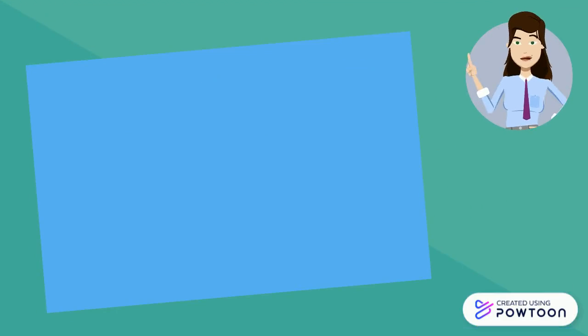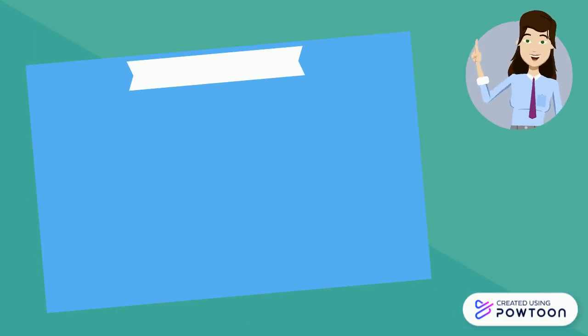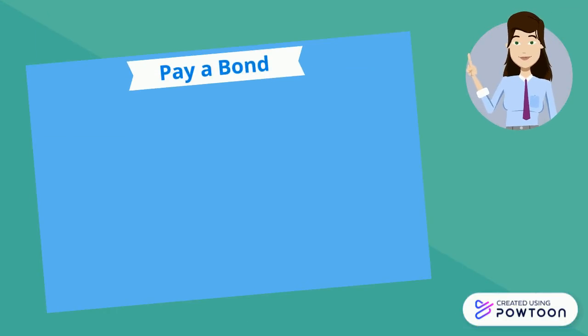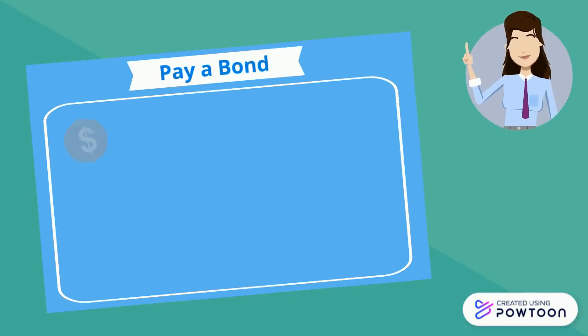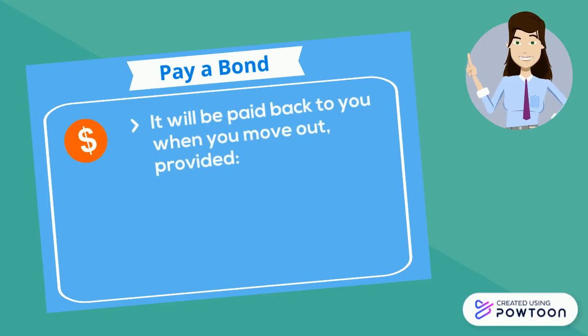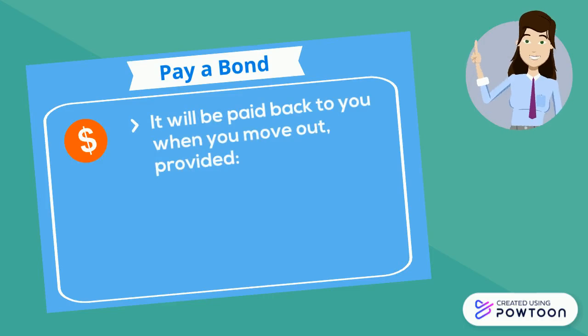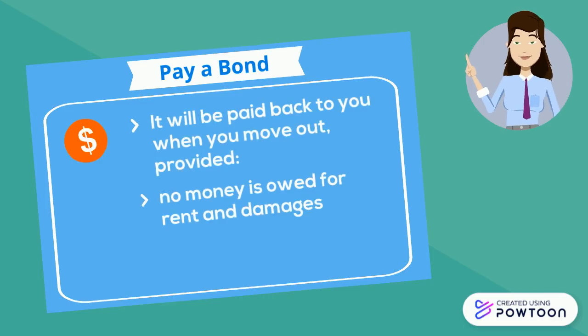At the start of the tenancy, you will usually need to pay a rental bond. The bond is to provide financial security for the landlord. It will be paid back to you when you vacate at the end of the tenancy, provided the property is left in a clean condition and no money is owed for rent and damages.